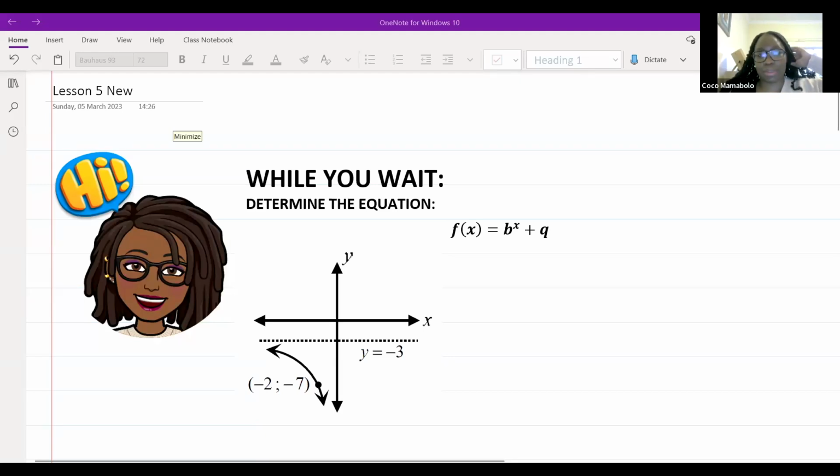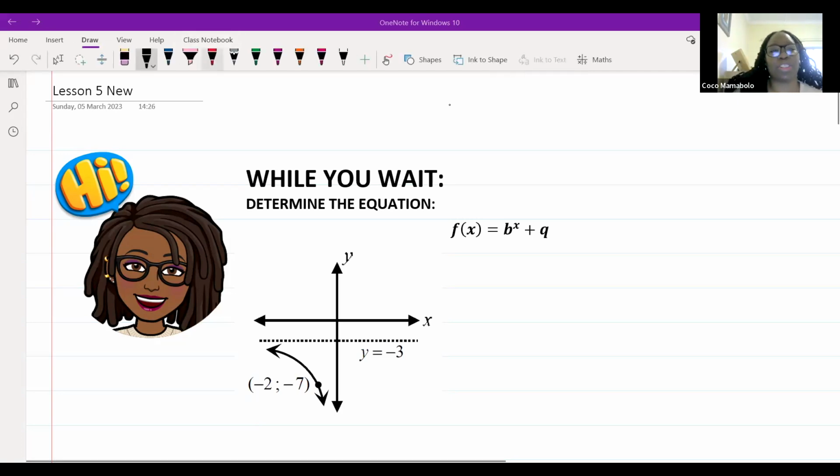So this is what you guys would have done with Teacher Kat in the last episode, in the last lesson, when you learned about exponential equations. So I hope you guys are ready to dive into this. Remember, this y equals -3 tells us something very important. We know where this is going to go.